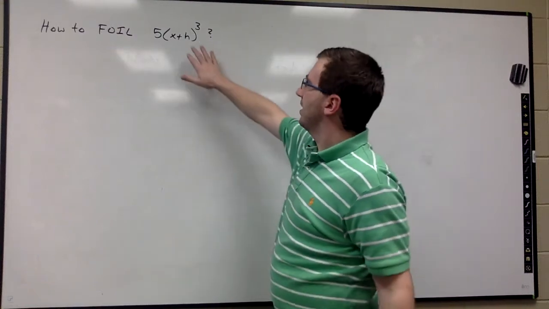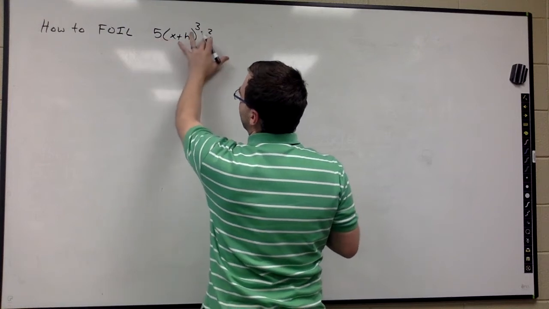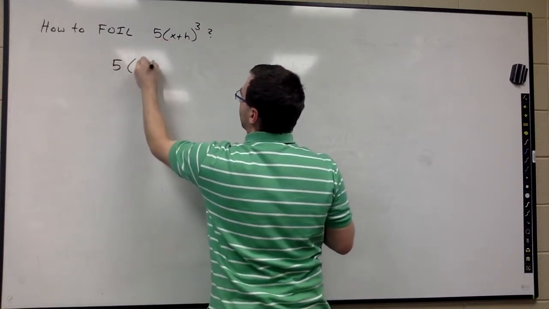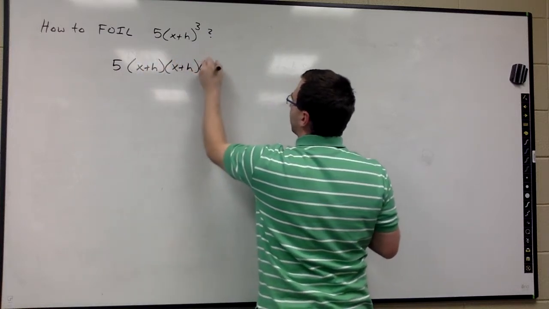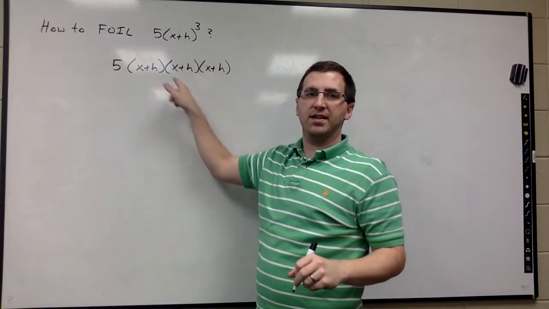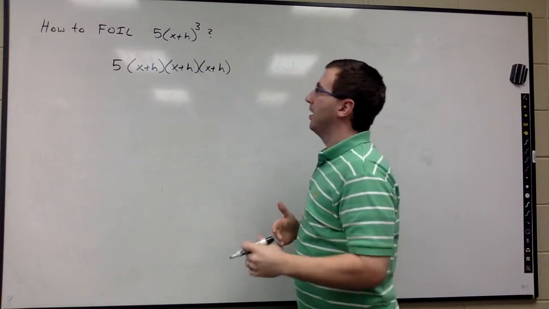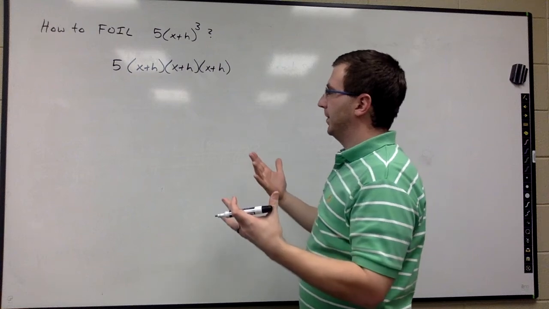Another way to write this, instead of 5 times x plus h to the third, is 5 times x plus h times x plus h times x plus h. So it's x plus h written 3 times because it's multiplied by itself 3 times. Let's clean this up a little bit.